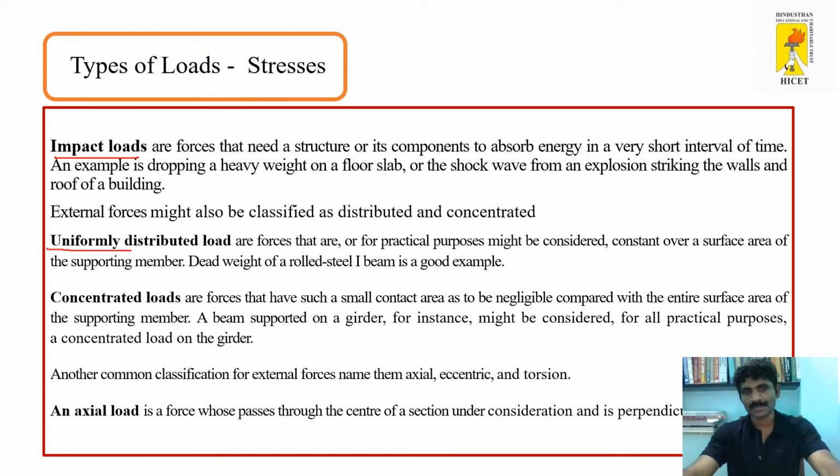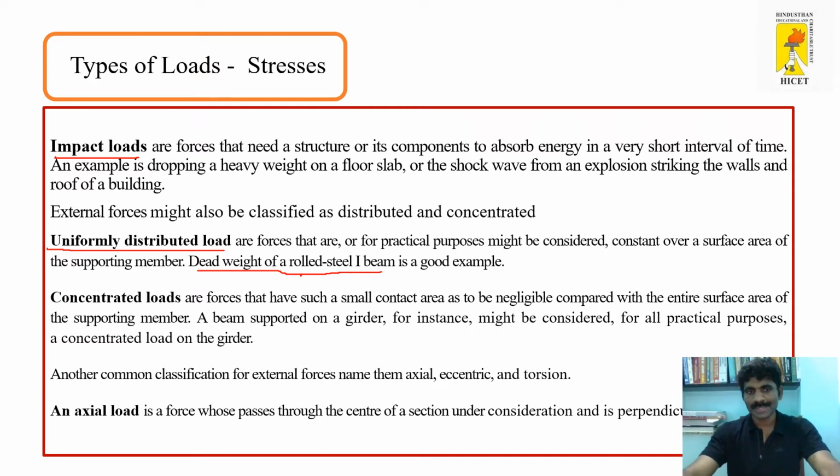Then coming to the uniformly distributed load. What is this uniformly distributed load? By the name itself we can understand it is uniformly distributed across the surface area of the supporting member. For example, you could take the beam. A beam is a structure which is subjected to a kind of load which is uniformly distributed. A good example is the dead weight of a rolled steel I-beam. So this is a uniformly distributed load.